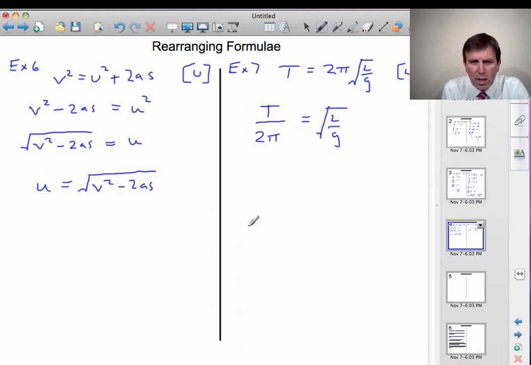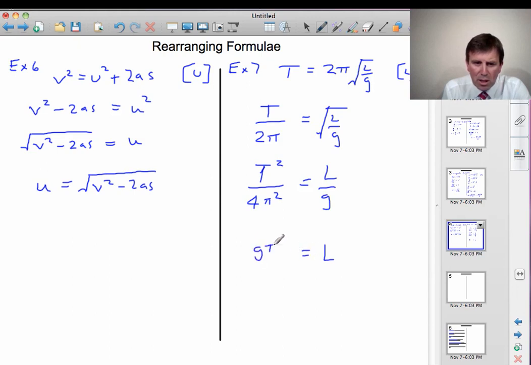Now, to get rid of the square root sign, I square both sides of the equation. So it's t over 2 pi times t over 2 pi, which is t squared over 4 pi squared. Multiply the fraction by itself, multiply the numerators, t times t is t squared, and 2 pi times 2 pi is 4 pi squared. The right-hand side just becomes L over G. And now to get L on its own, I simply have to multiply the equation through by G. So we get GT squared over 4 pi squared. And as always, if we're asked to make L the subject, we should end up with it on the left-hand side.